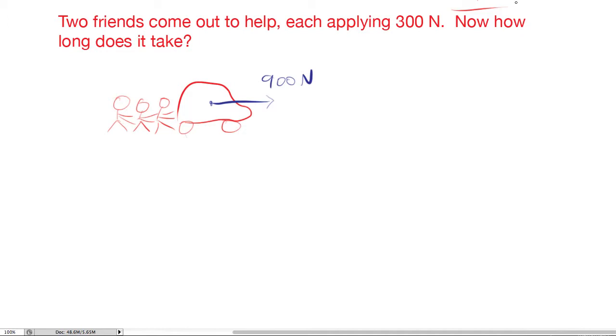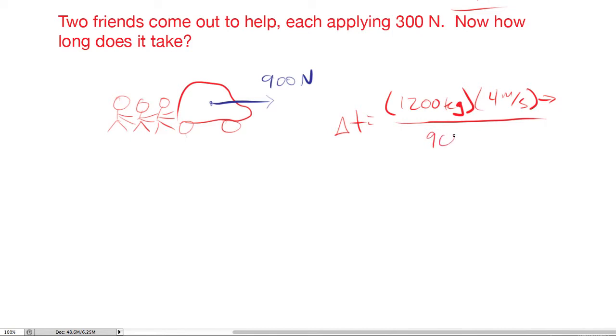All right, well, my entire setup, the entire problem is the same, so I'm just left with the same equation, which is that delta T is equal to the mass, 1,200 kilograms, times the final velocity, which is 4 meters per second to the right, divided by the total force, which now becomes 900 newtons, also to the right. So if we solve for delta T, we get a different value. It's got to be smaller because the denominator is larger, so it takes 5.3 seconds.